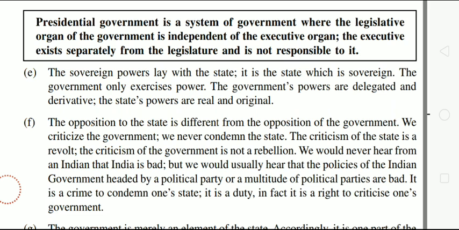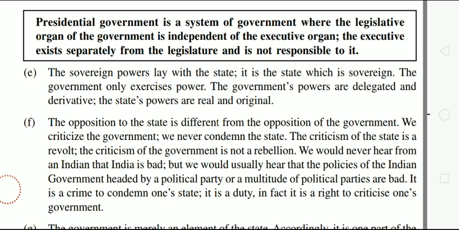The sovereign power lies with the state. It is the state which is sovereign. The government only exercises power. The government's powers are delegated and derivative. The state's powers are real and original.